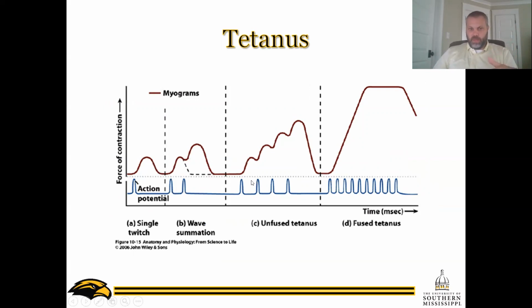Unfused tetanus is like if you were sitting and your muscle twitched, and it would just kind of go back and forth. You'd see this unfused kind of hump pattern to it, in that it's going to build up, then go down, build up, go back down, build up, go back down. And what we really would like to see is a fused tetanus, where this is all coming together into one force generation.